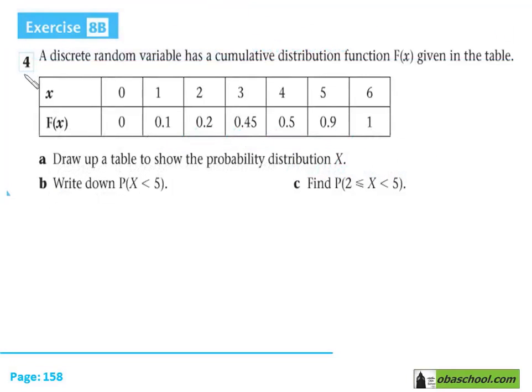Look at this exercise. A discrete random variable has a cumulative distribution function F(x) given in the table. We have the observed values for the random variable. They are from 0 to 6, and for each value we have the cumulative function that corresponds to it. Part A, draw up a table to show the probability distribution, P(X = x). Then we will solve parts B and C.